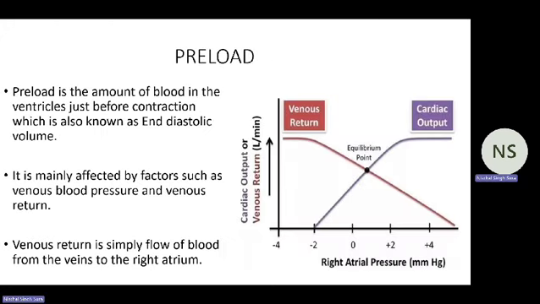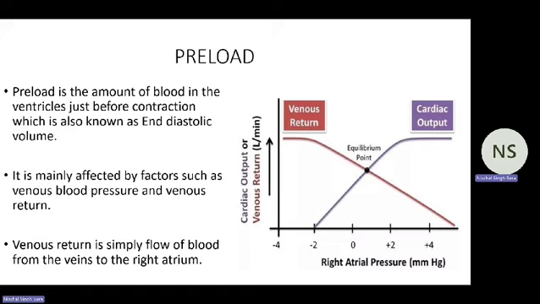So the first thing is preload. So preload is the amount of blood that would be in the ventricles just before ventricles contract. And we can also call it end diastolic volume as well. The factors that mainly affect preload are venous return. So venous return is the flow of blood from the veins into the right atrium. And venous return mainly depends on the right atrial pressure.